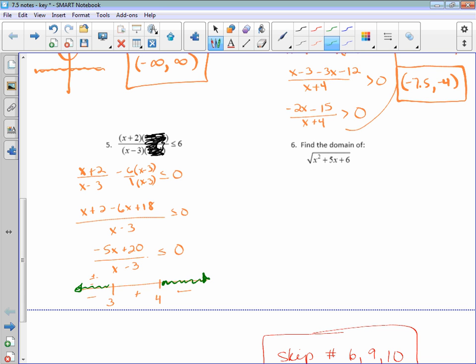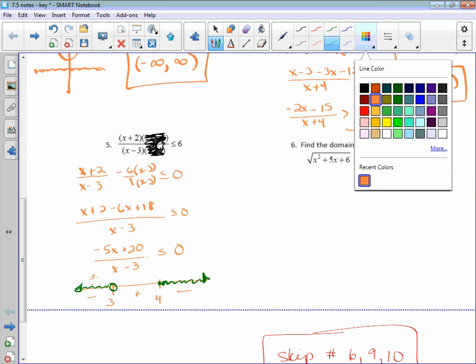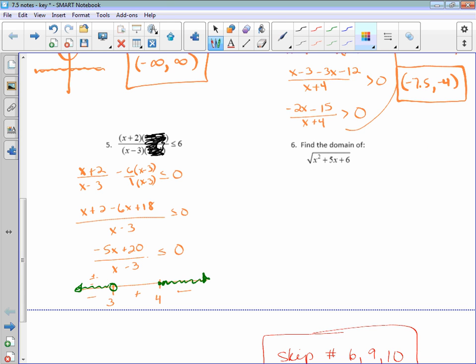Alright guys, it says or equal to 0. Am I including both the 3 and the 4? Only the 4, yes. I can't include the 3 because that'd make the denominator 0. So negative infinity to 3 with a soft bracket, and then hard bracket 4 to infinity. That is your answer. How do we do? Making sense? Not too bad?